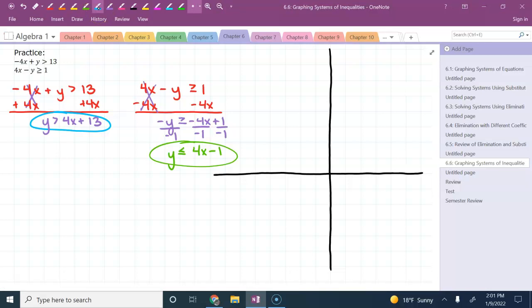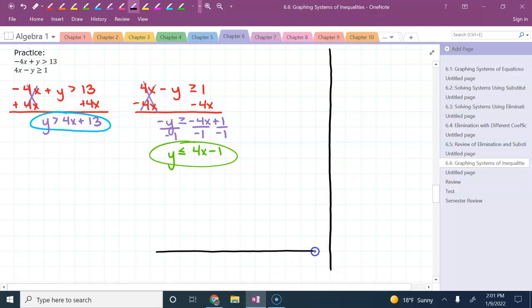Now for this first one, you got to go all the way up to 13. So I might need to redraw my graph here so we got space to go up to 13. I'm just going to lower that a little bit. So we're going to go up to 13. Now my slope is 4 over 1. I don't have space to go up 4 and right 1, so instead I'm going to go down 4, left 1. Okay, should be a dotted line because there's no equal sign.